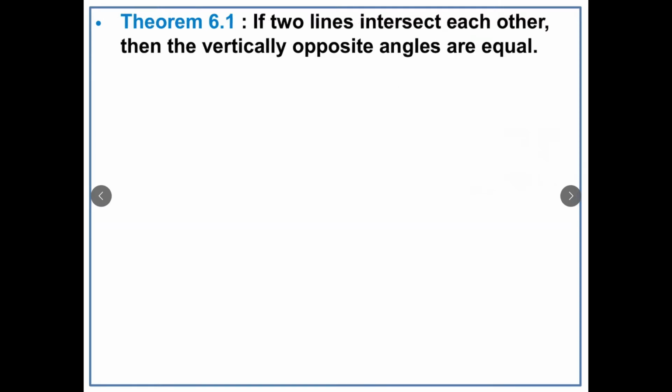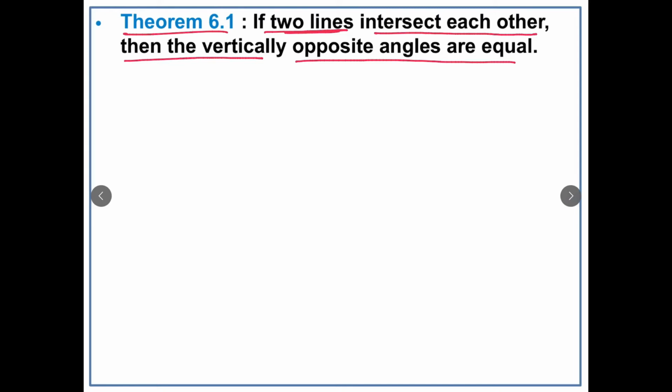Okay, theorem 6.1. The statement of the theorem is, if two lines intersect each other, then the vertically opposite angles are equal. The statement simply says, if you have two lines which intersect each other, that will form two pairs of vertically opposite angles, and each pair of vertically opposite angles is equal. Like I said, whenever we have a theorem, we have to prove it. So we are going to prove this theorem.